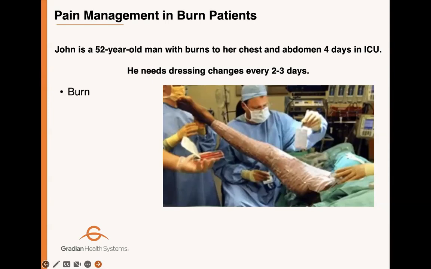Next, Mariam. So burn, dressing, physiotherapy.